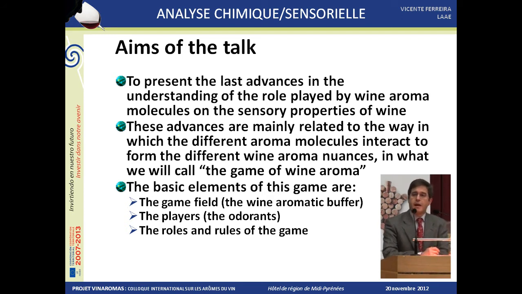The basic elements of the game are, of course, the game field, which is what we call the aroma buffer that we will explain to you. Secondly, the players, of course, the odorants, and the roles and rules of the game.